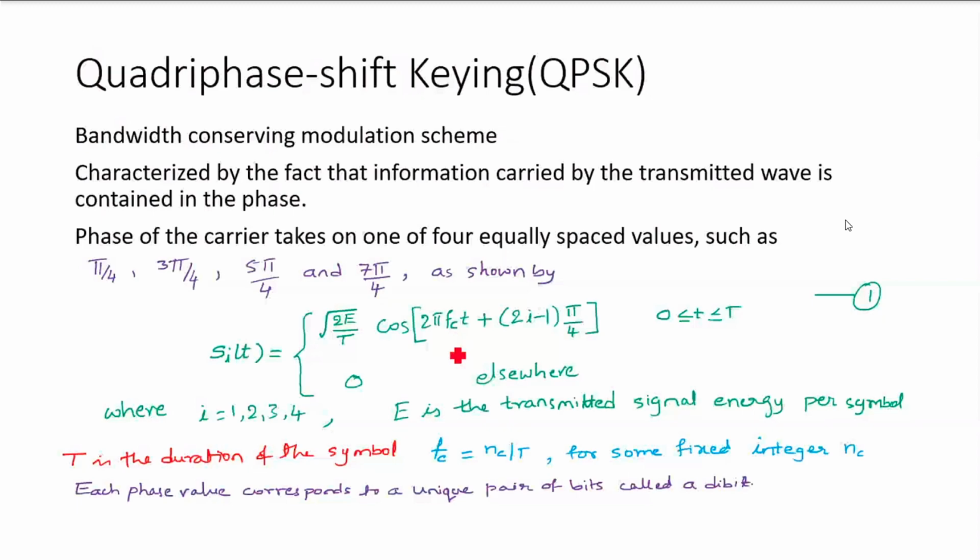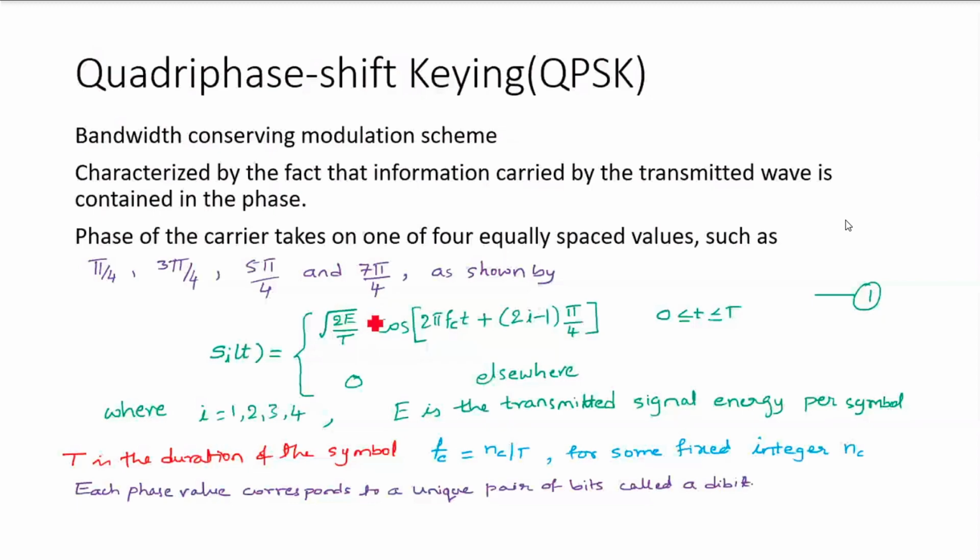Total energy in that signal is? What is the total energy in that signal? The duration of that signal was 0 to T_b, right? So the energy of the signal was one unit.